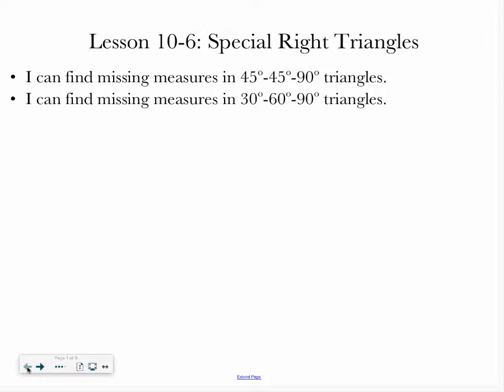Hello class, welcome to lesson 10.6, which is all about special right triangles. By the end of this lesson, you should be able to find missing measures in 45 degree, 45 degree, 90 degree triangles. And you should be able to find missing measures in 30 degree, 60 degree, 90 degree triangles.